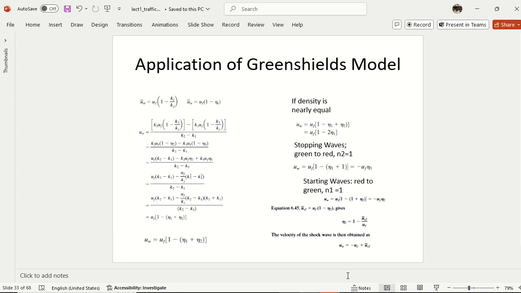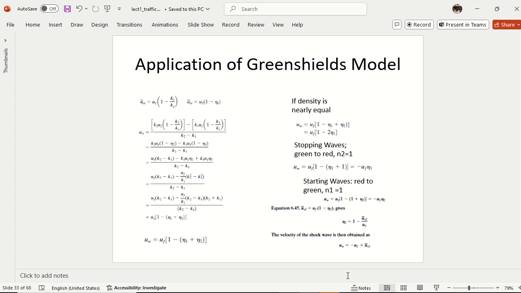So instead of doing Q1 minus Q2, I'll do the equation of U1 multiplied by K1 minus the equation of U2 multiplied by K2. Clear? This is what they have done here. And I already mentioned that this ratio equals what? Eta. This ratio changes into eta. Clear?